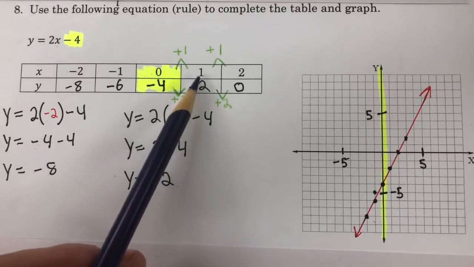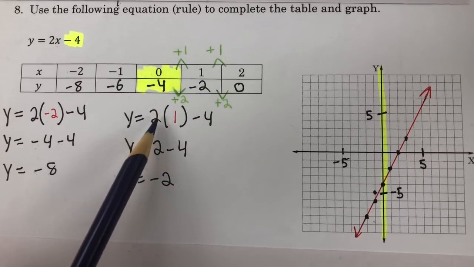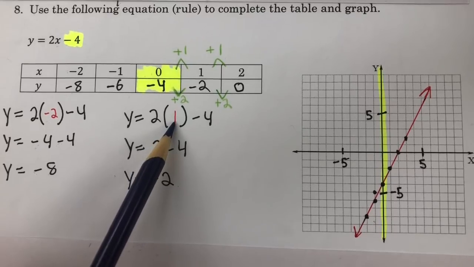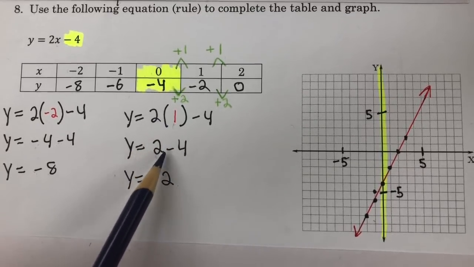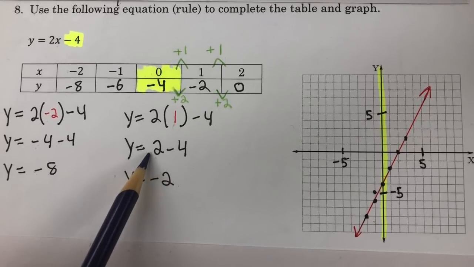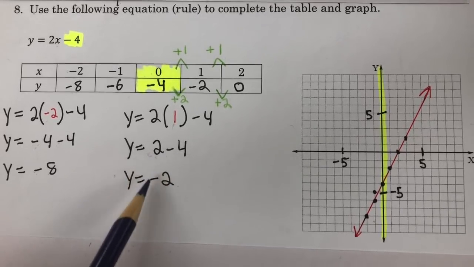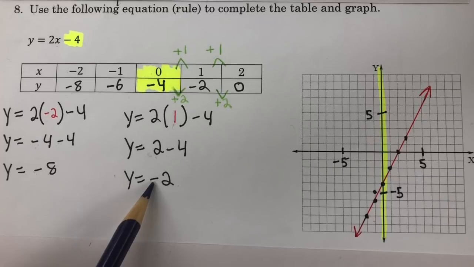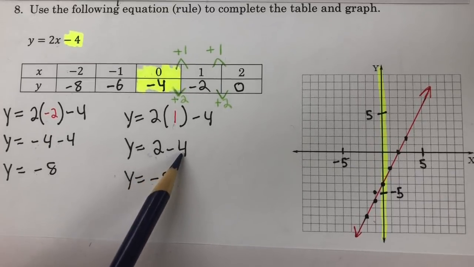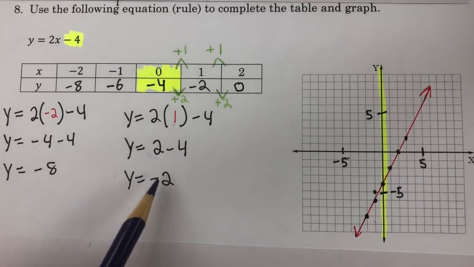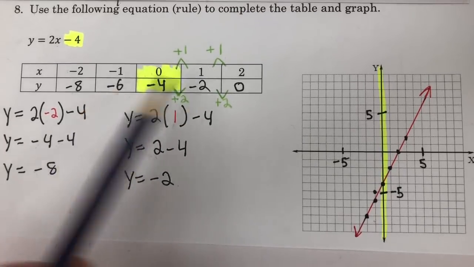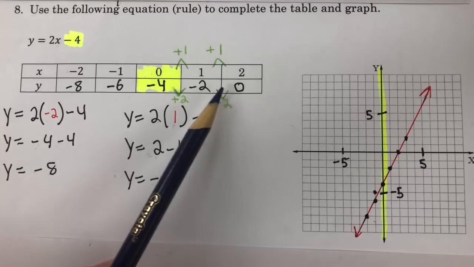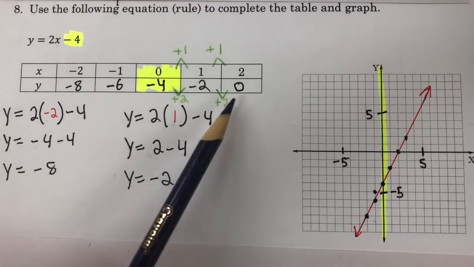I also did that for 1. 2 multiplied by x, which was 1. 2 multiplied by 1 is 2, minus 4. I have more negatives than positives. I have 2 positives and 4 negatives, so I know it's going to be a negative. Signs are opposite, so I subtract. 4 minus 2 is 2, so it's negative 2. And I could do that for the remaining 2 input values to get the output values.